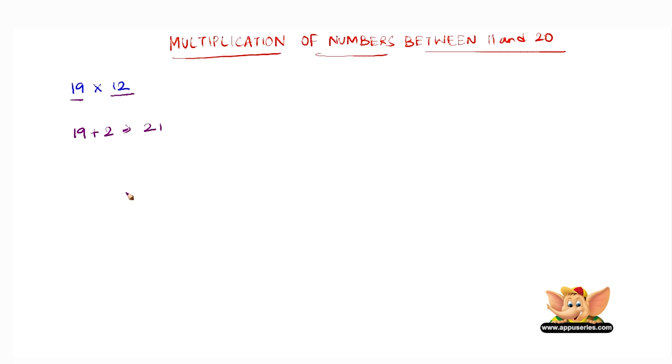Before we go to the next step, we have to notice that multiplication of numbers between 11 and 20 is going to give answers of only 3 digits. So we've got a hundreds place, a tens place, and a units place. So what we have to do now is write this 21 in the hundreds and the tens place.